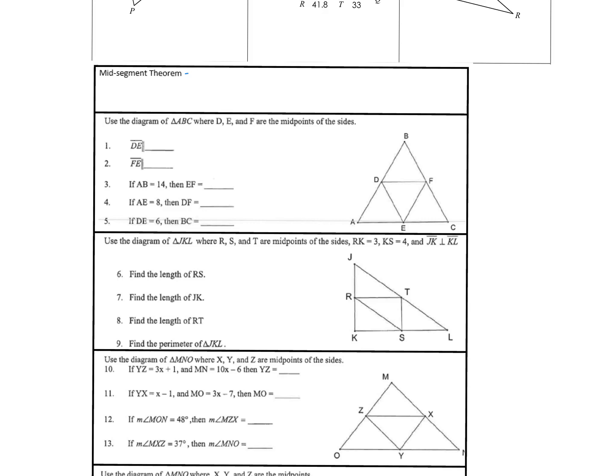Hi, geometry. Let's talk about the midsegment theorem. So the midsegment is a segment that connects the midpoints of two sides of a triangle. So let's draw a random triangle right here, A, B, C.